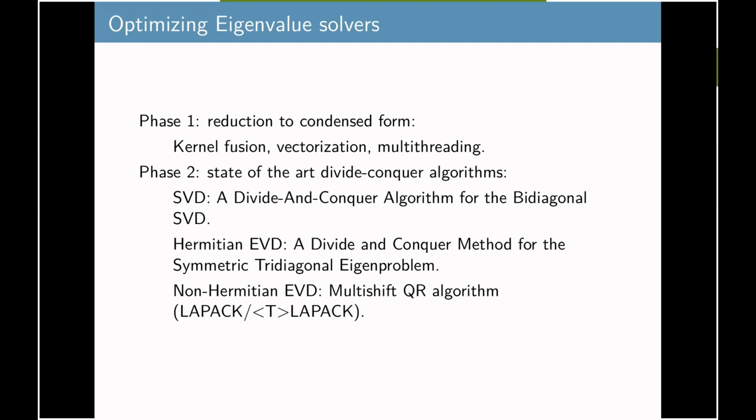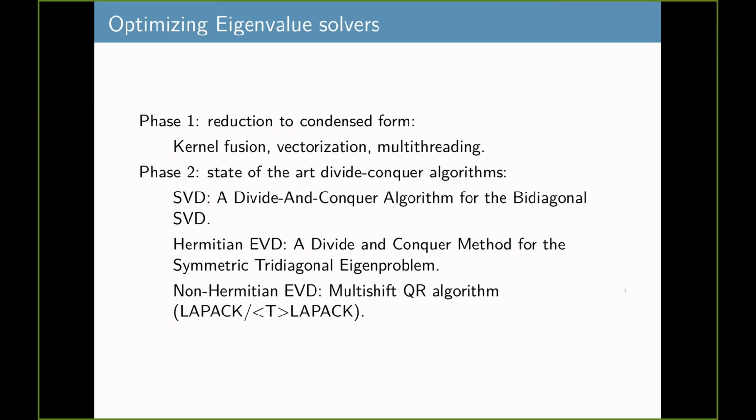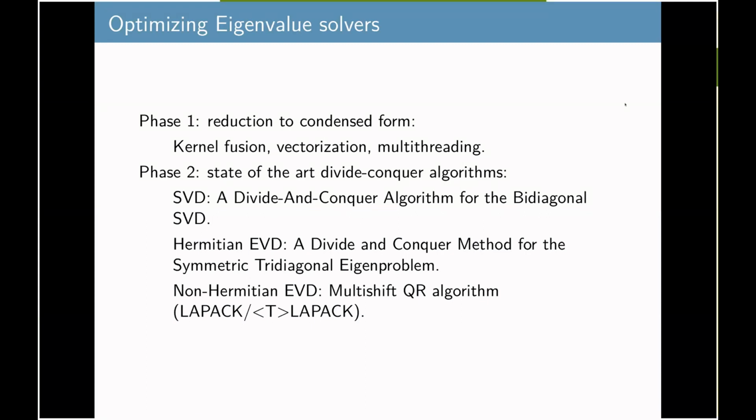Next up, for the eigenvalue solvers, typically these are split into 2 steps. The first step is reducing the matrix to a condensed form. So a condensed form is either a bidiagonal matrix for the SVD, a tridiagonal matrix for the Hermitian EVD, and a Hessenberg matrix for the non-Hermitian EVD.